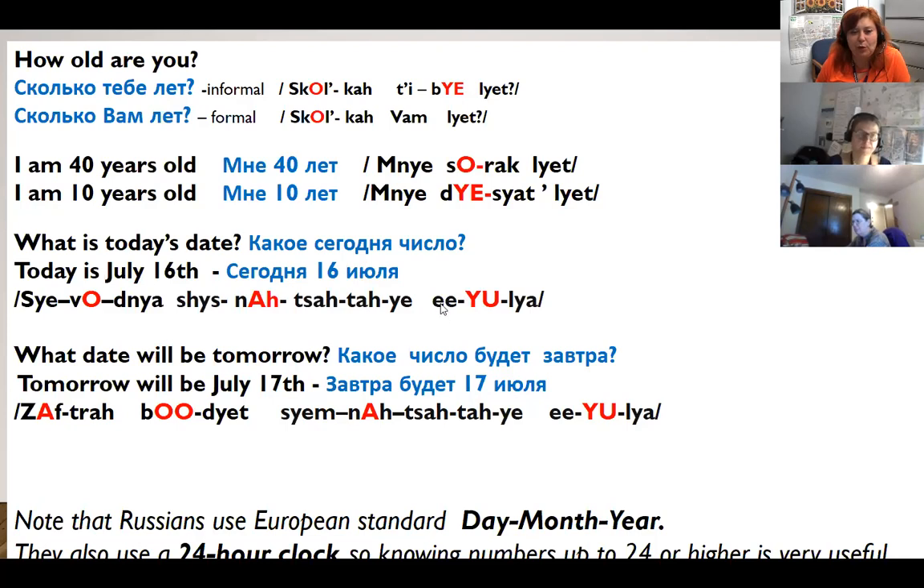Okay. Also, note about time. Russians use 24-hour clock, or otherwise known as military time here. So it does make sense to learn numbers up to 24, at least, or higher if possible, to memorize them.